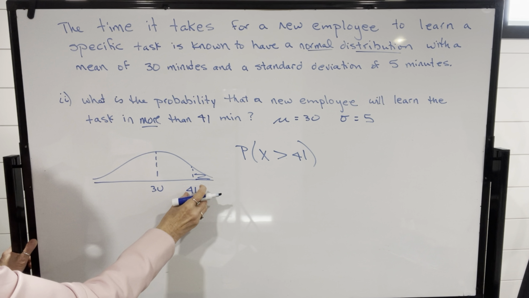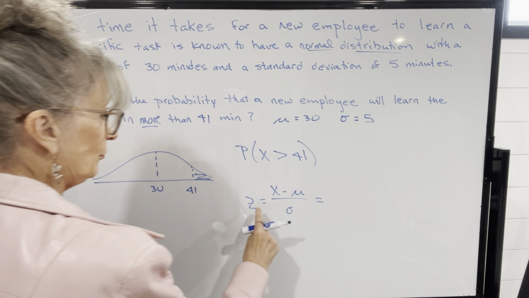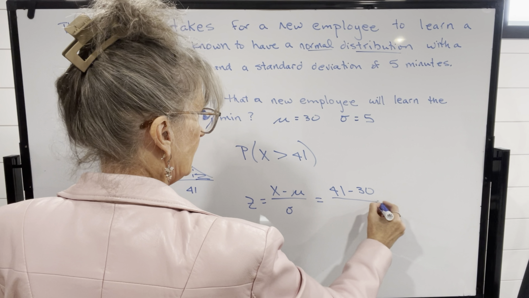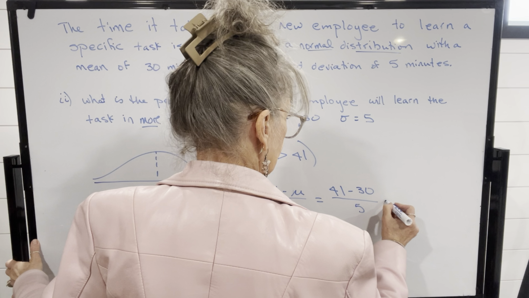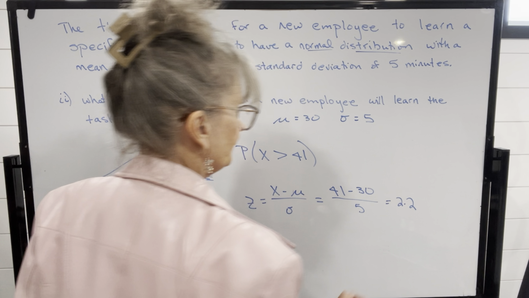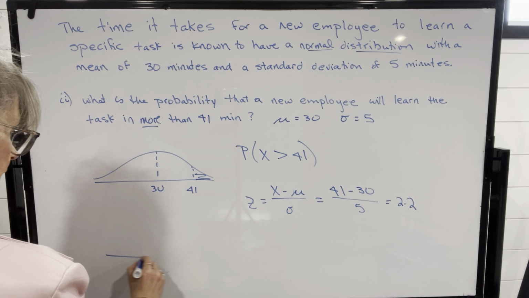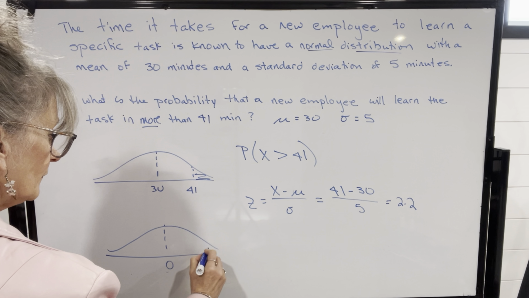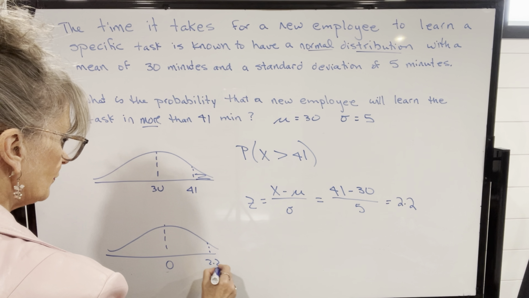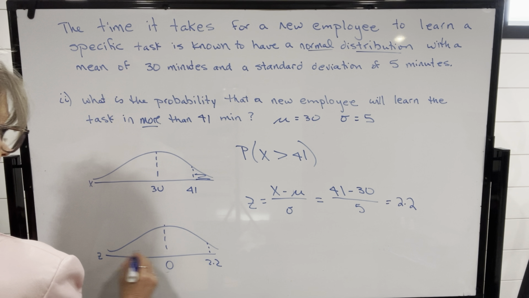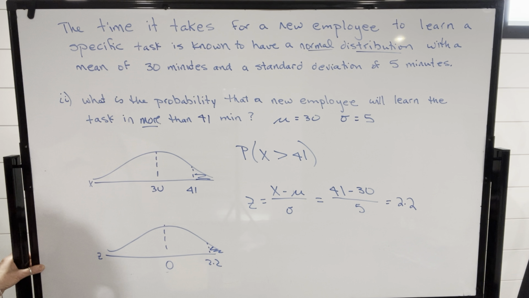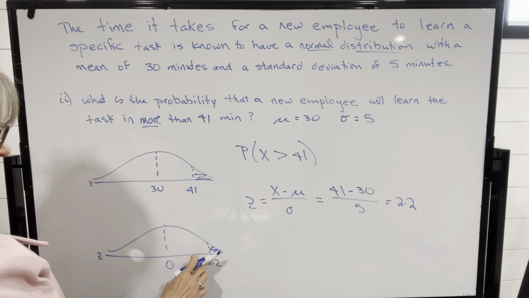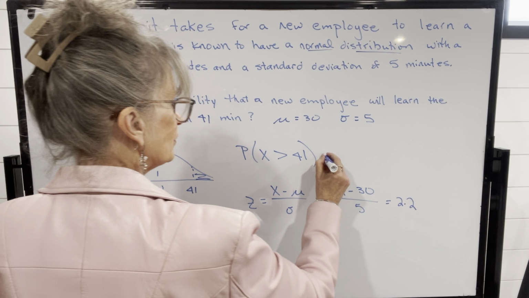We need to convert 41 to a z-score. Plugging into our formula, 41 is x, 30 is the mean, 5 is the standard deviation, and that's equal to 2.2. Let's make a drawing of our standard curve. 0. Our z-score is 2.2, so this is our x-score, this is our z-score. Again, greater than, so it's to the right. So the probability of x being greater than 41 will be the same as the probability of z being greater than 2.2.